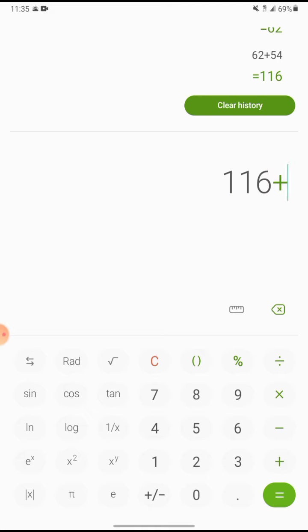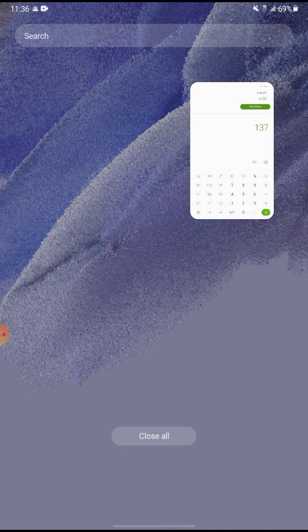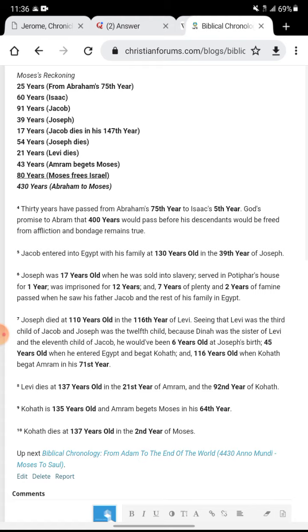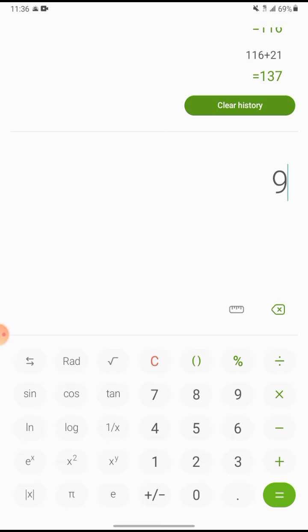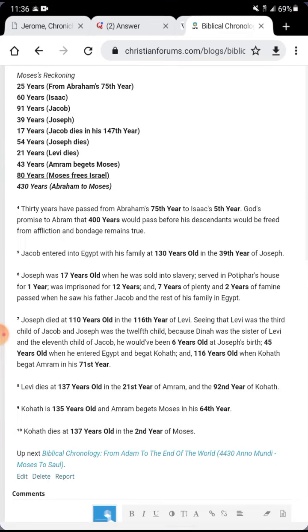And then during this time, he dies in the 92nd year of his son Kohath. Okay, and then Kohath, okay, 43 years later. So Kohath is 92 plus 43. Okay, that means that Moses' father.